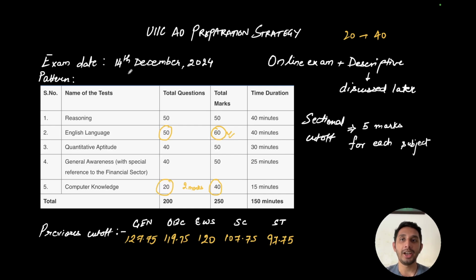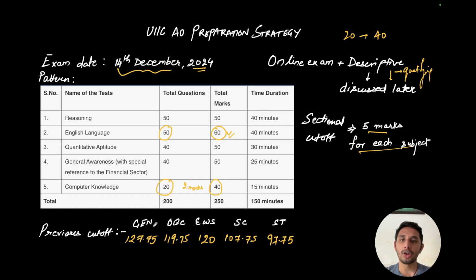So the exam date is 14th December 2024 and online exam will be held and descriptive will be held. This will be discussed later. This is qualifying in nature. All right. Sectional, the previous year, the previous paper that happened in 2024, the sectional cutoff was 5 marks for each subject. This time it might be different since the marks has been increased in few sections like English and computer knowledge. So we'll see, but it will hover around this only, I feel.